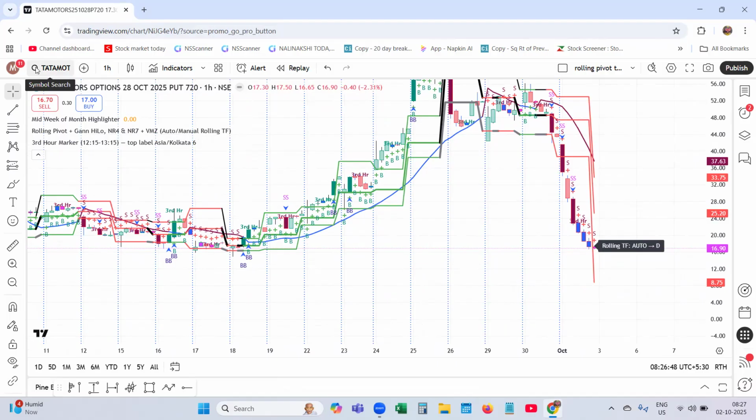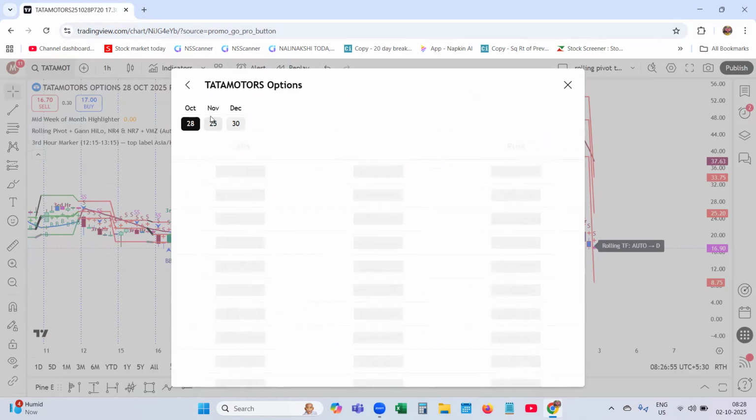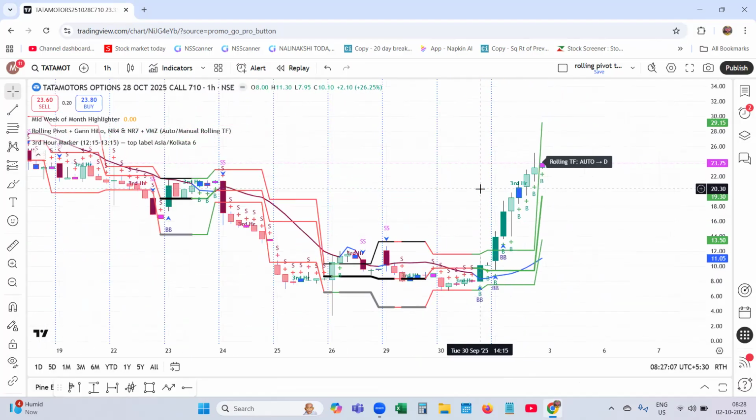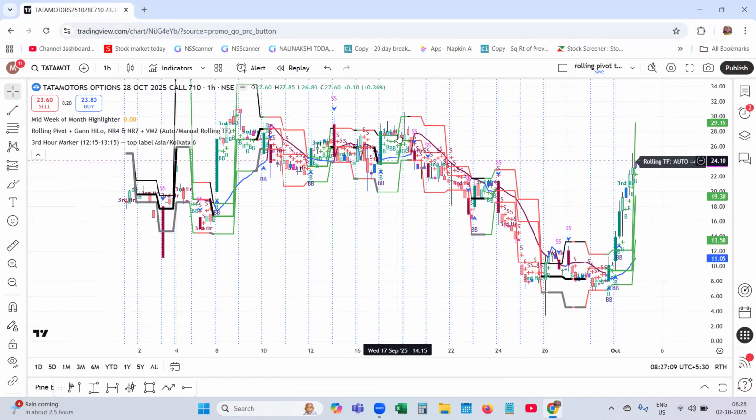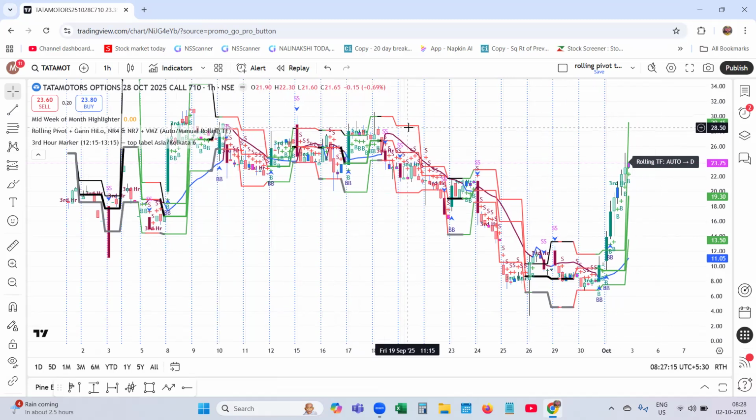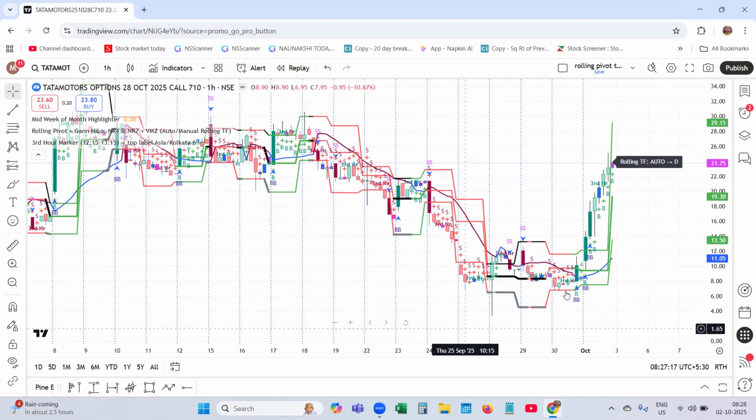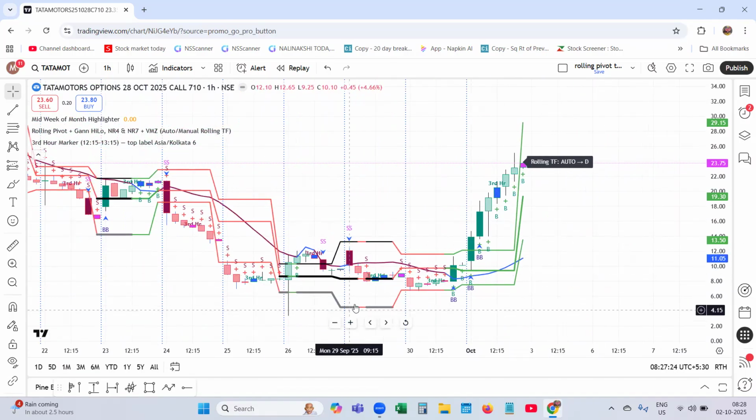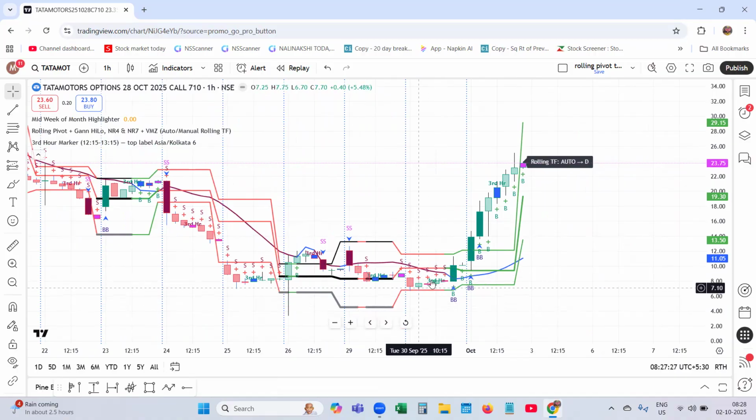Even let us check the Tata Motors call option on the 18th. Tata Motors call option, what was the price? Okay. Now the 710 call option, we'll see. The 710 call option was around 18. On the 18th, it was trading around 28 rupees. It came down to 6 rupees, and on the 29th, because the underlying has to cross the pivot.